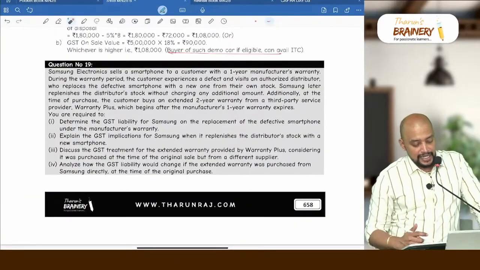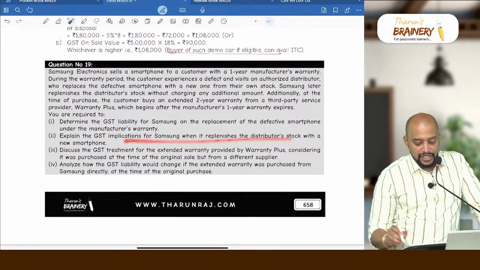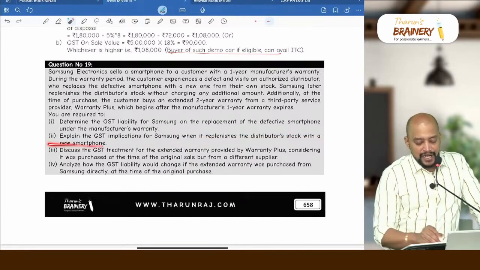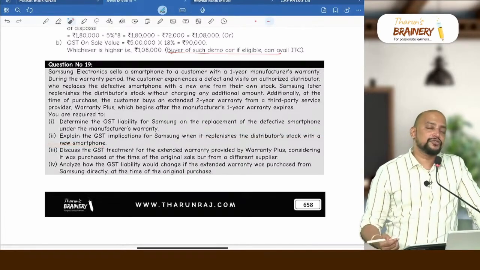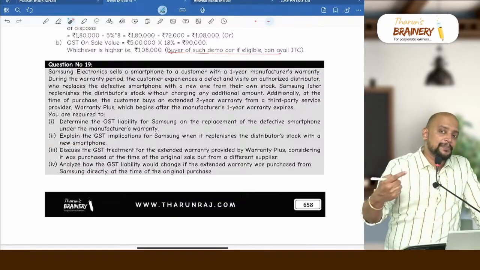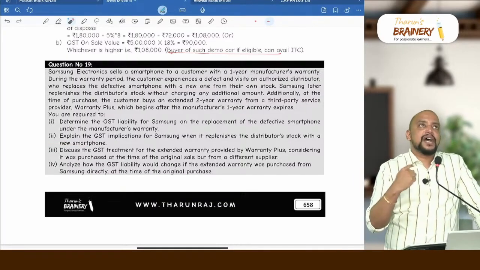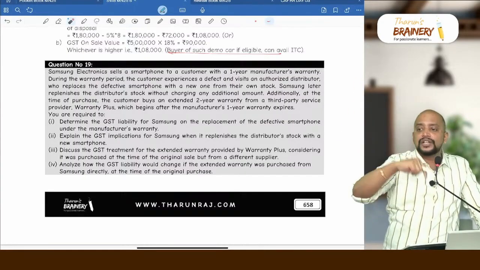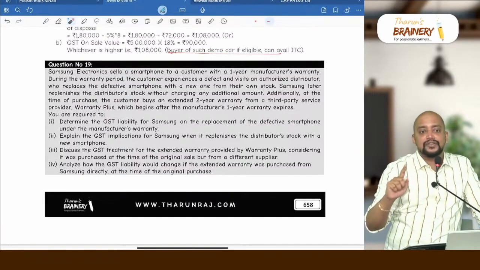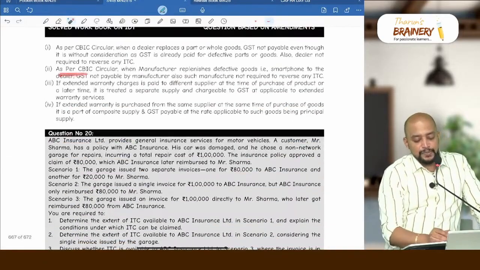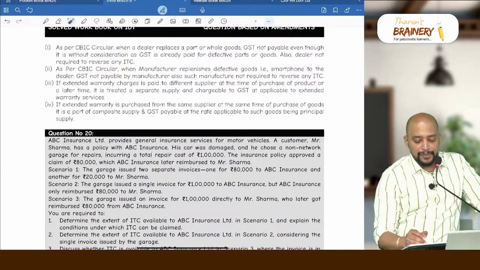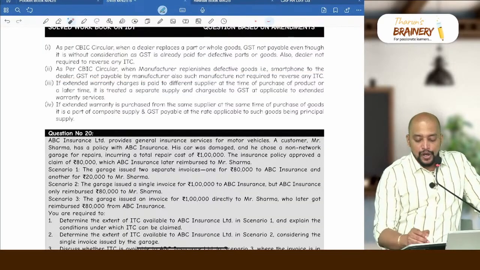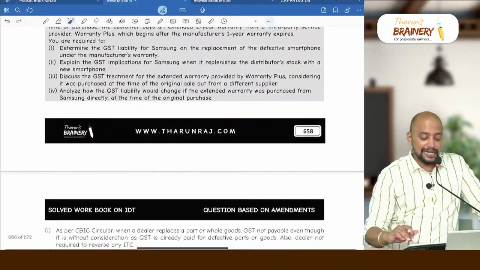Second part of the question. Explain the GST implication for Samsung when it replenishes the distributor stock with a new smartphone. When he replaces with a new smartphone, what is the treatment in that case? Replenishment, by whom? Manufacturer. Can the manufacturer take ITC? Yes. And the manufacturer sending it to the dealer will not be treated as supply and that will be under the cover of a delivery challan. As per CBIC circular, when the manufacturer replenishes defective goods, that is the smartphone, to the dealer, GST is not payable by the manufacturer. Also the manufacturer is not required to reverse any ITC.